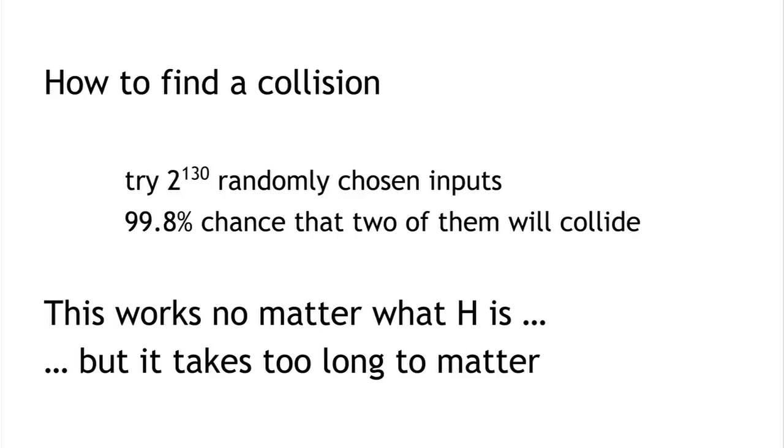And if we pick those 2 to the 130 randomly chosen inputs, it turns out there's a 99.8% chance that at least 2 of them are going to collide. And so this is a very simple method for finding a collision. It works no matter what the hash function is, but of course the problem is that this takes a very, very long time to do. You have to compute the hash function 2 to the 130 times, and that's of course an astronomical number.